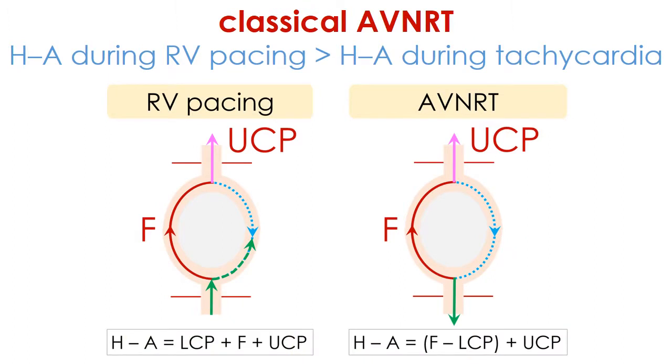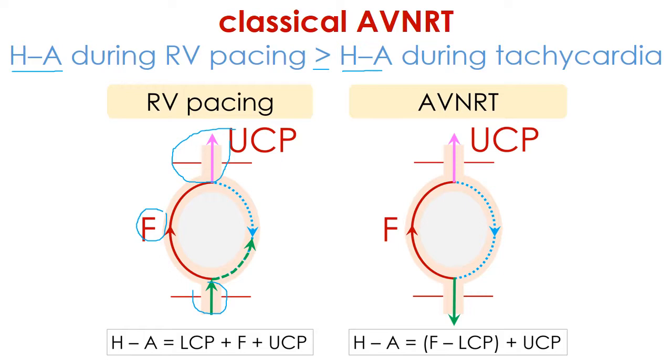In a classical AV nodal reentry tachycardia using an anterograde slow and a retrograde fast pathway, the HA during right ventricular pacing is longer than the HA during tachycardia. The reason is that during right ventricular pacing, the HA equals the conduction times via the lower common pathway plus conduction times via the fast pathway plus conduction times via the upper common pathway.